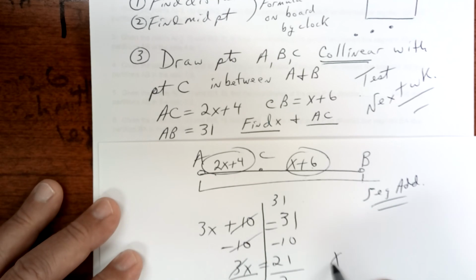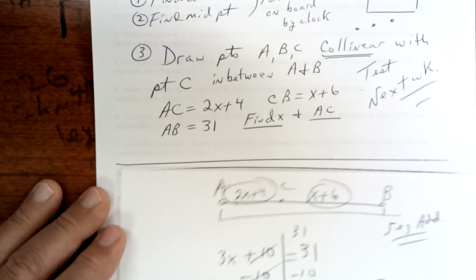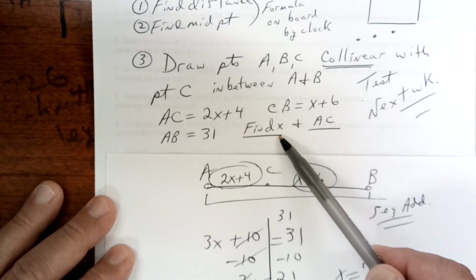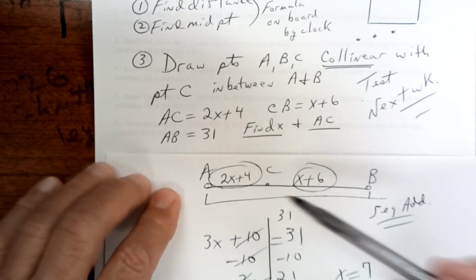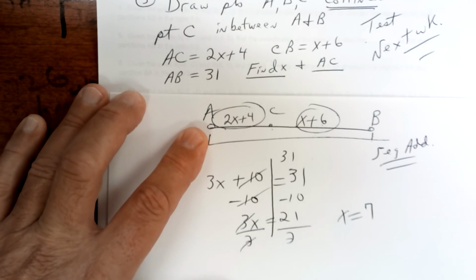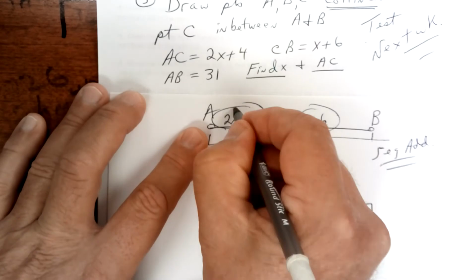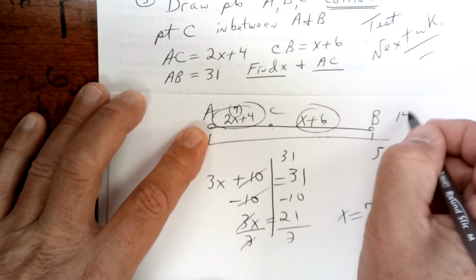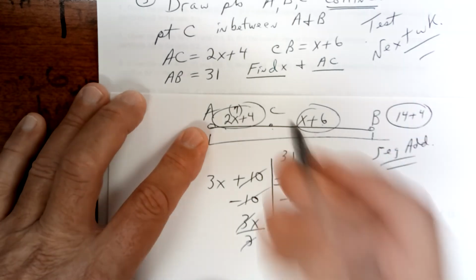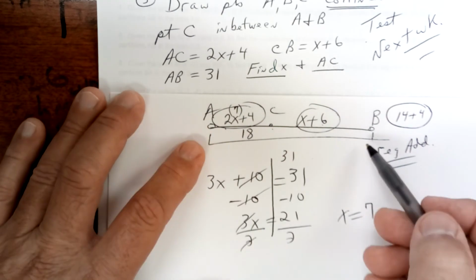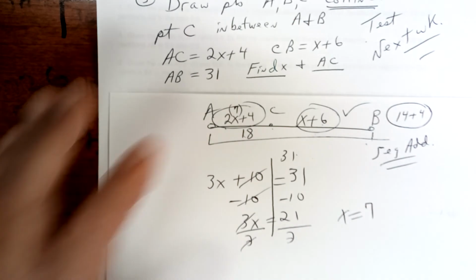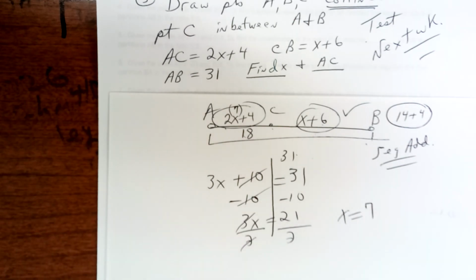So now that we know that, that's one of the ones I wanted. See how it says find x? X is 7. But find AC. AC is from here to here. So you got to substitute the 7 back in here. So 2 times 7 is 14, plus 4, that makes 18. So from here to here is 18, and the whole thing is 31, so you could subtract these and get this one, even though I'm not looking for it. But you could just go ahead and put it in here.